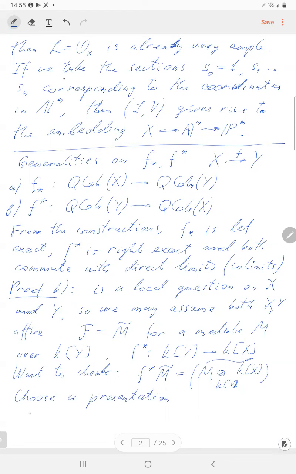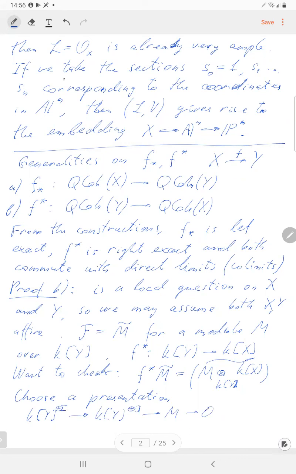Like the ring of global functions to some power. These are relations, these are generators, and this is our module M.